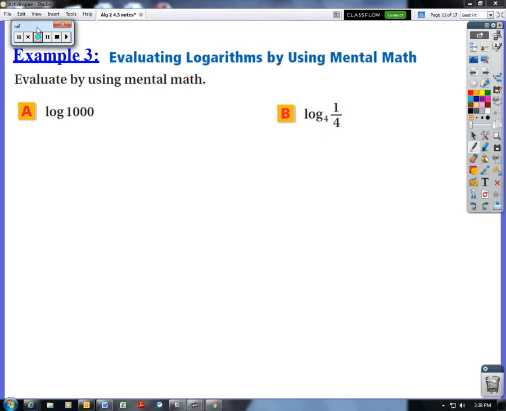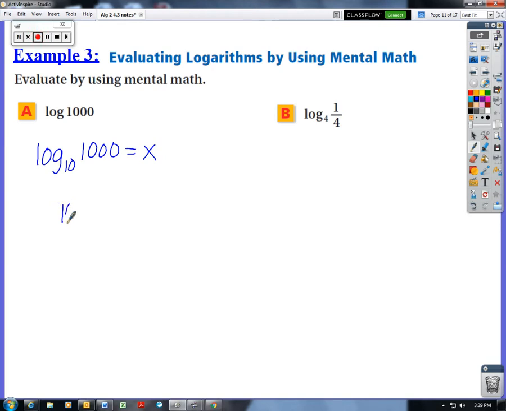All right, now we get to do evaluating logarithms using mental math. I've already kind of been working you guys towards this. Here we don't have a base, so it's understood to be log base 10 of 1,000. We don't know what it equals, so we're going to put an x there. Then to do this, we're going to rewrite this as an exponential so that it makes a little more sense to us.